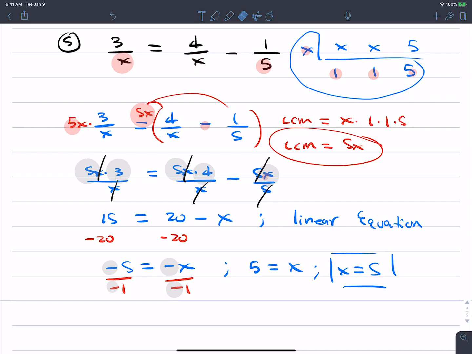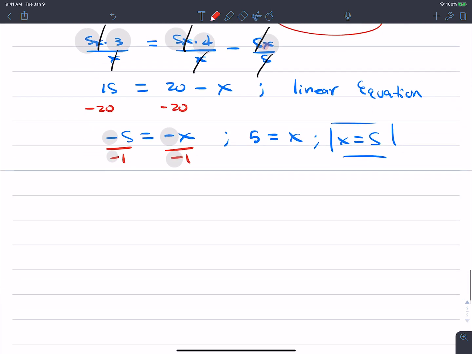Okay? Now, should we check this and double check to see if that's really happening? Plug in 5 here, is that right? So that means 3/5 is the same as 4/5 minus 1/5. And that looks like that's true. Okay.